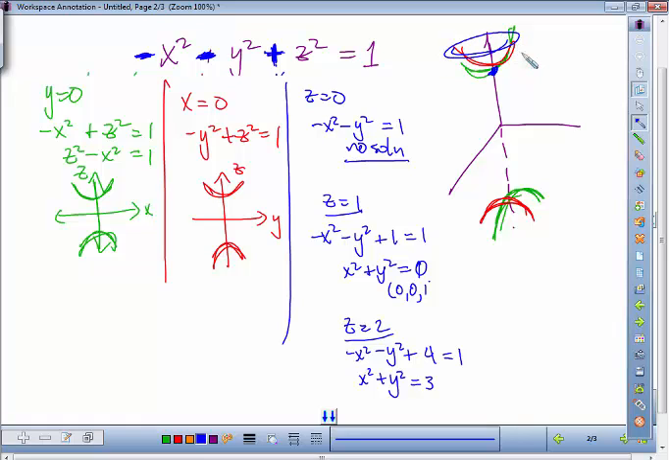So at the z is equal to 2 level, I have a circle, a radius 3, and then that's my surface, at least the top part. And since z is squared, whatever happens in the top part is probably going to be the same thing that happens in the bottom part.